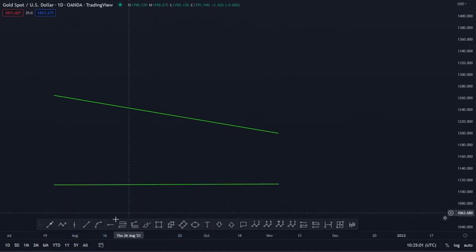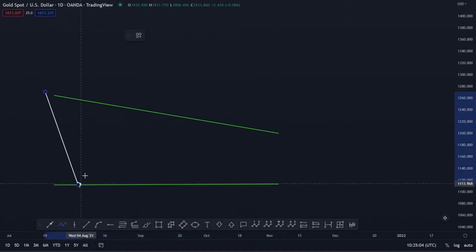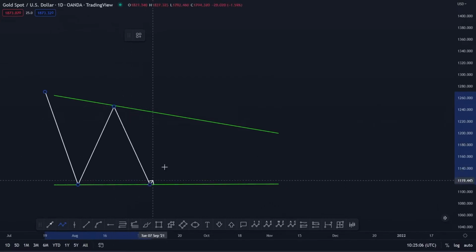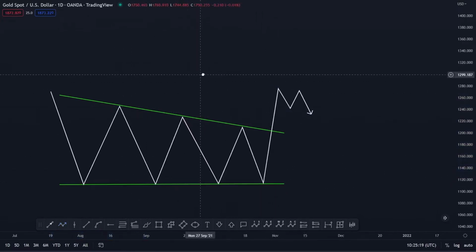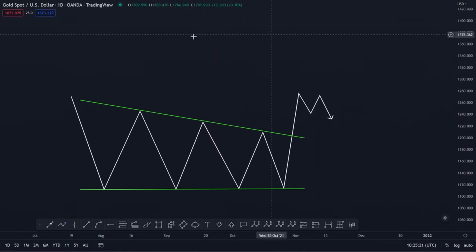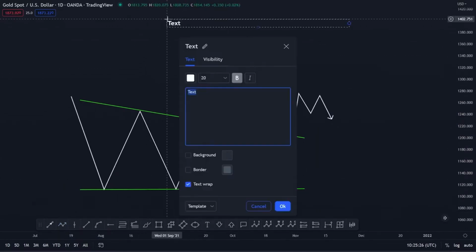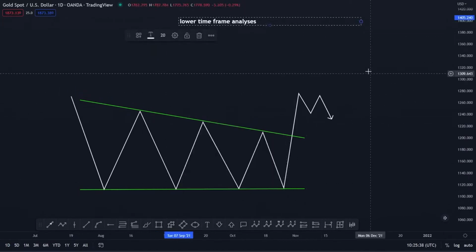This will be easy, don't worry. And then you have a trend like this. When you have something like this, this will be your lower time frame analysis. Let me just write it down so everything can be clear. This will be your lower time frame analysis.